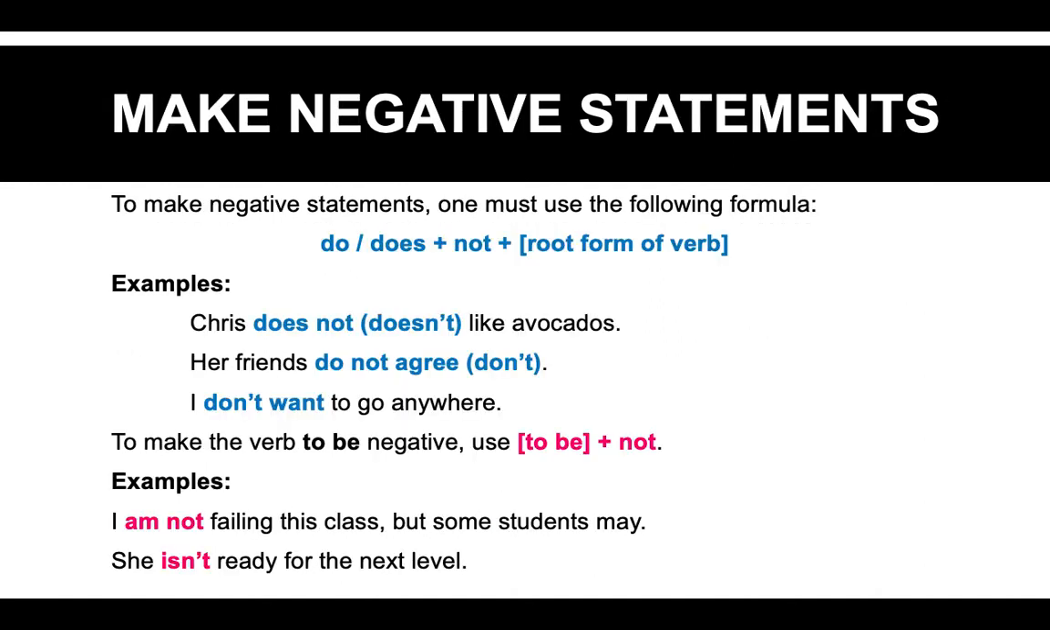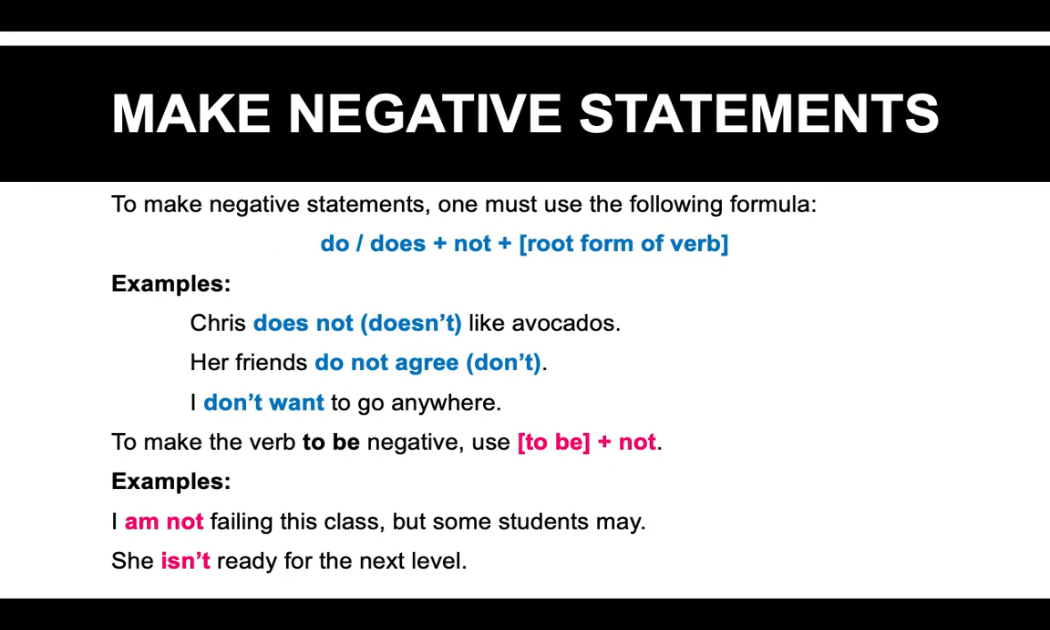Let's talk about making negative statements in the simple present tense. To make negative statements, one must use the following formula. Use do or does, and then not, and then the root form of the verb. Do or does is called the auxiliary verb, and we need this auxiliary before not when we're making negative statements.